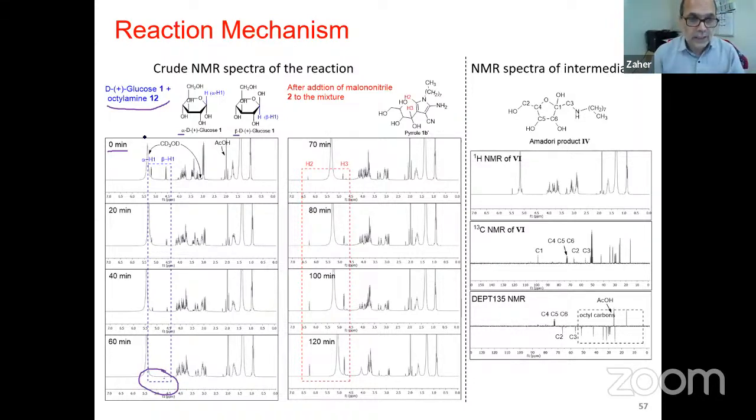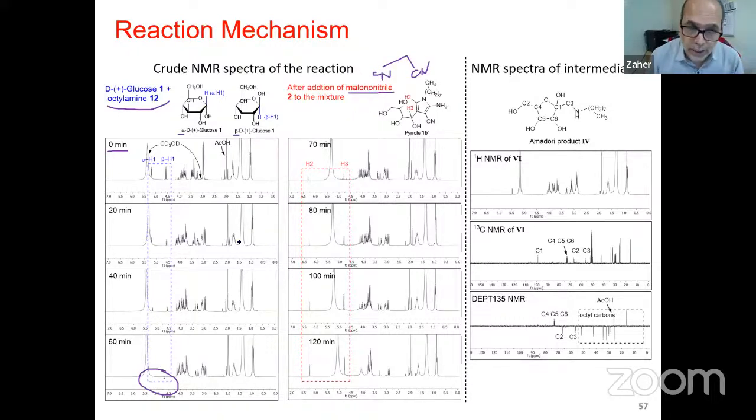All right, that tells me that this reaction here completes in 1 hour. All right, so this is another way to check if the reaction has completed or not on top of TLC. We can use NMR. Now, once this reaction completes, we add the malononitrile. Remember, this is our malononitrile.